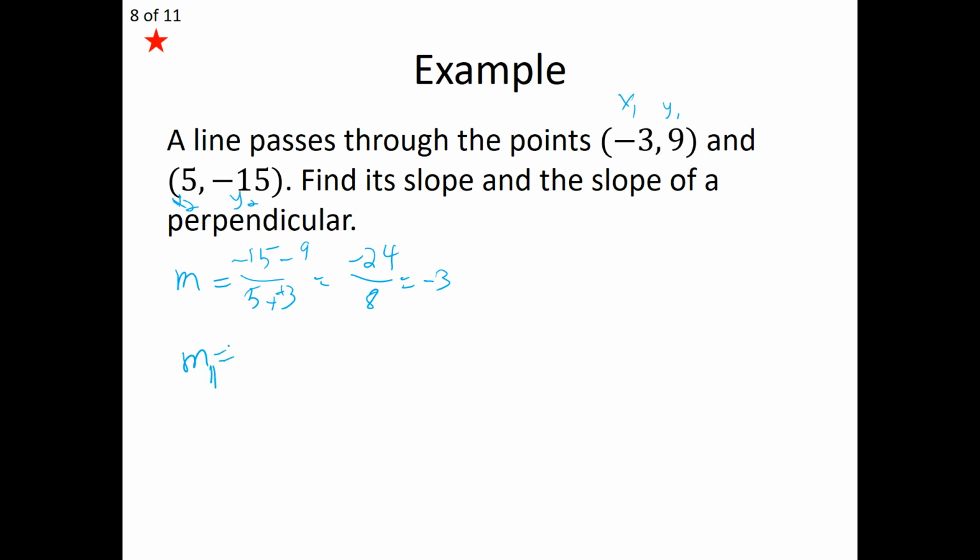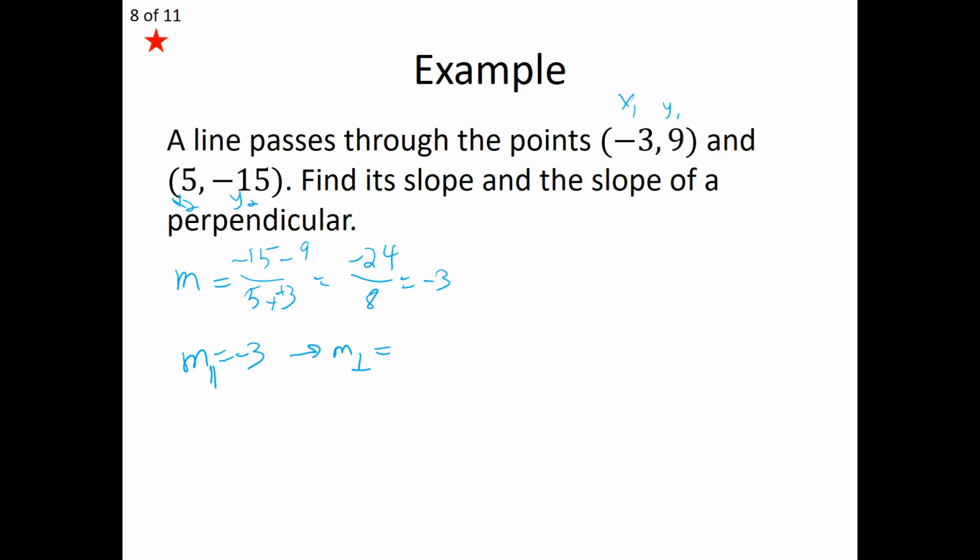Parallel symbol here, the slope parallel then to this line would be negative 3. But what if we wanted then the perpendicular slope? So the perpendicular slope, let's do m subscript perpendicular, that's the symbol for perpendicular, remember, is then the opposite reciprocal of negative 3. So how do we find the opposite reciprocal of negative 3?